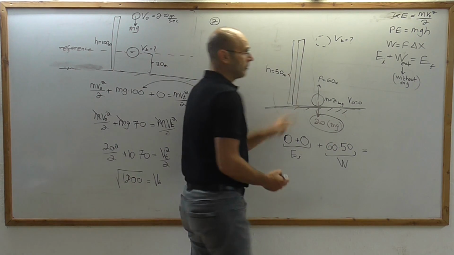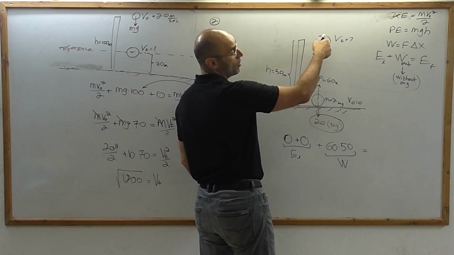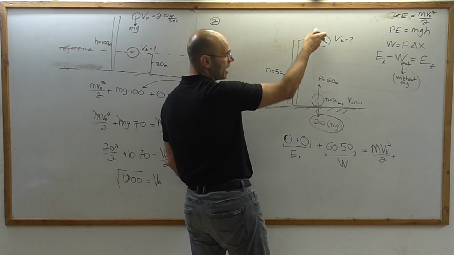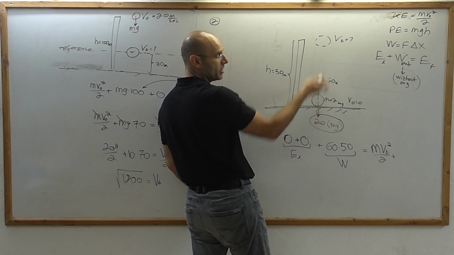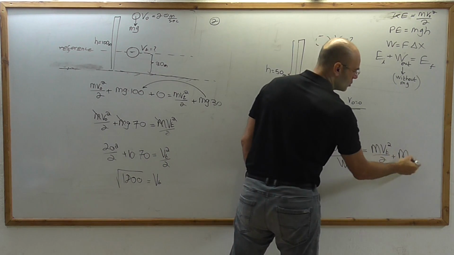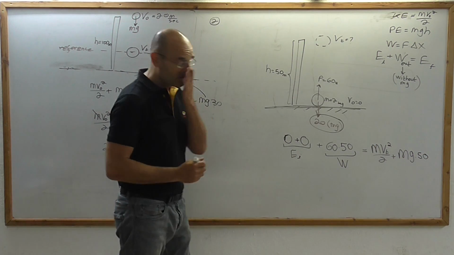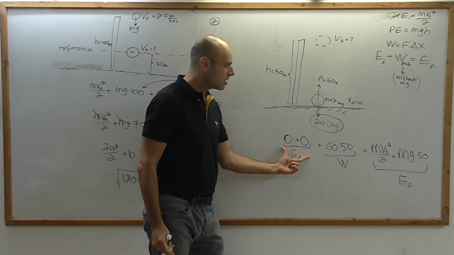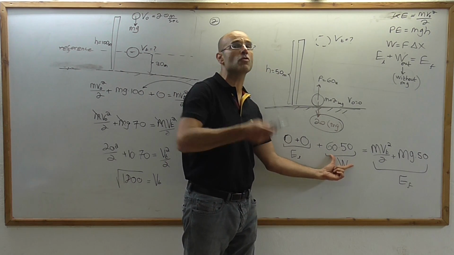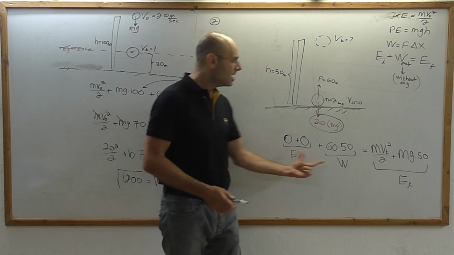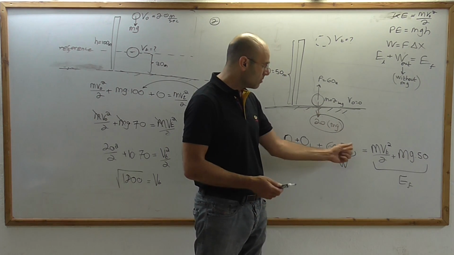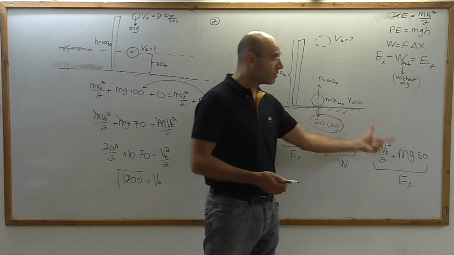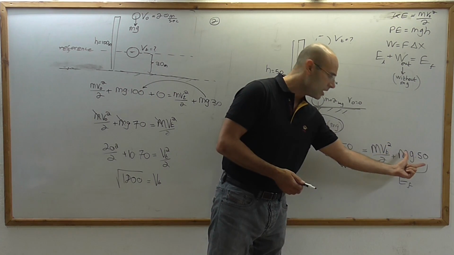And the final energy this mass has: it obviously has velocity, kinetic energy, plus it gained height. Which height? 50 meters, because this is the reference point and it's 50 meters above it. So it's mg multiplied by 50. Look again: the initial energy was 0, the external force gave it 60 multiplied by 50 joules of work, and this is going to be the final energy of this mass, which is combined from kinetic energy and potential energy.